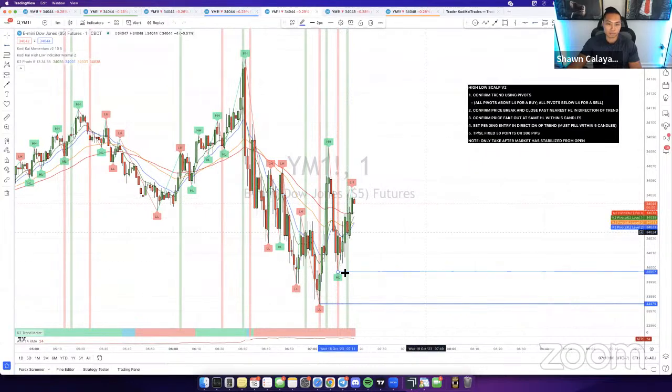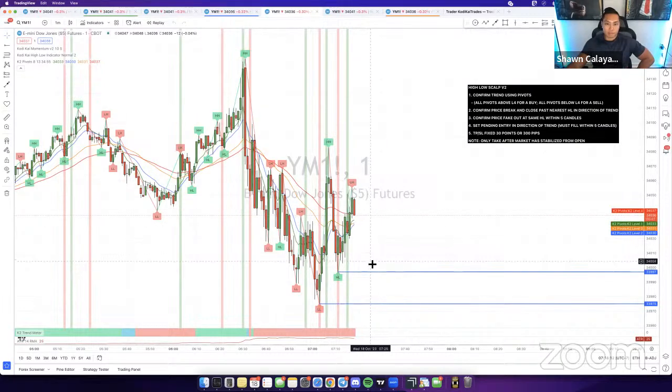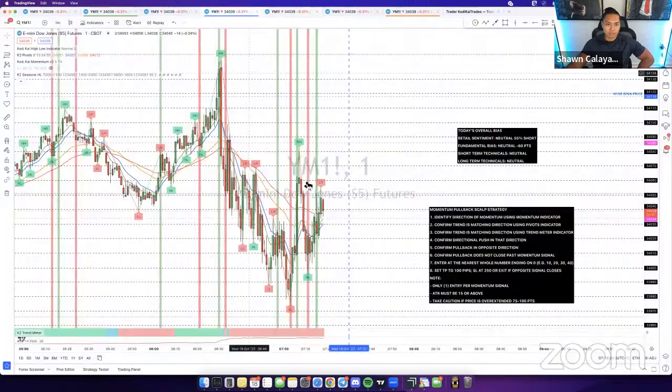Closest level down below is going to be right there. There's just not really much here for us to look at, because we need a trend for us to take this trade, and price needs to come back below. Price has not come back below yet. The trend is still bearish, as you can see. The red pivot's still above all the other pivots. Same with the momentum pullback scalp over here. We can't really take any entries until price comes back down.